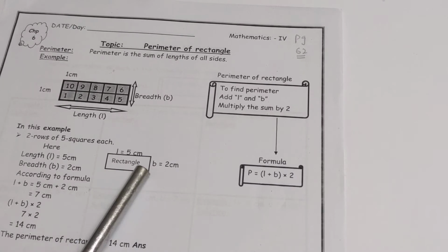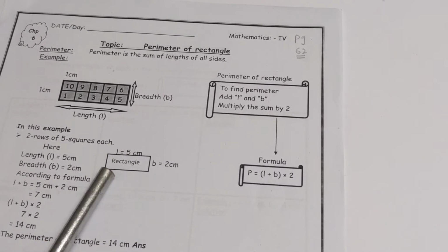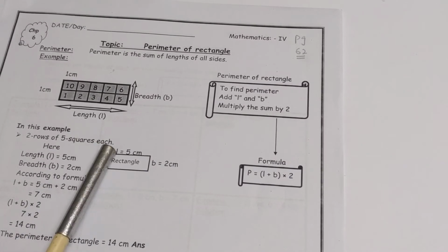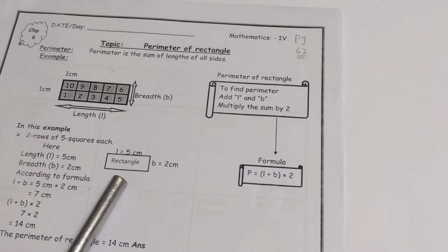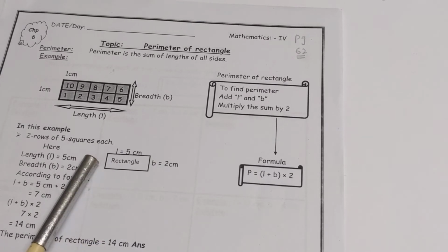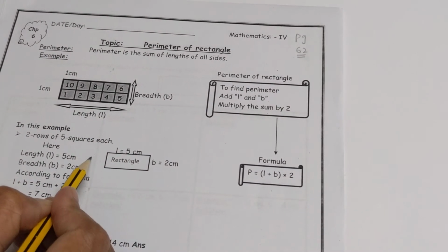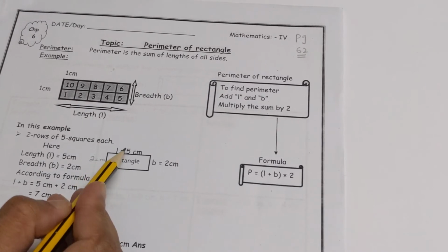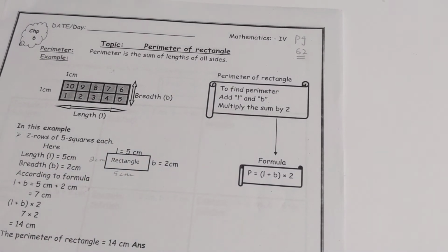Perimeter means the boundary along the closed figure. So if length is 5 centimeter and breadth is 2 centimeter, it means the opposite side of the length is also 5 centimeter and the opposite side of the breadth is also 2 centimeter. If one side is given, you can easily find the other side. If this one is 2, this one is also 2. If this one is 5, then this one is also 5 centimeter.